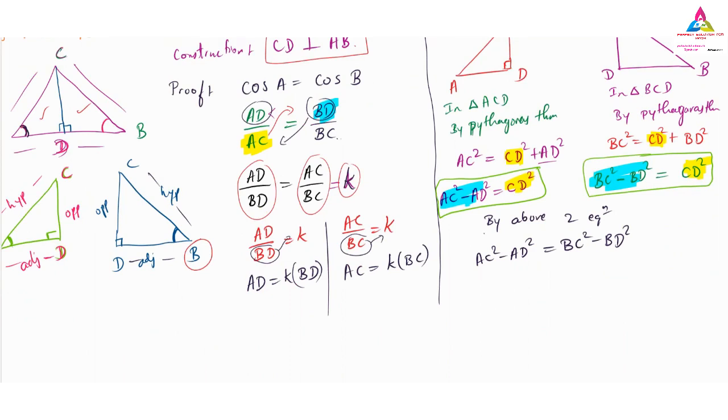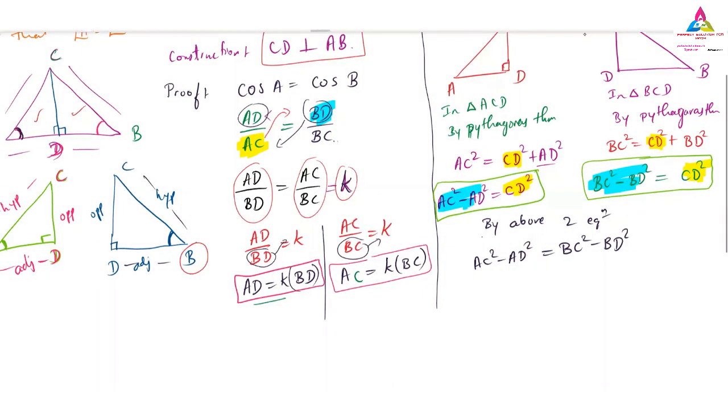And we have already taken the two equations somewhere here. AD is equal to K times BD and AC is equal to K times BC. That we have already taken, and that one we will consider now. Listen here once again. AC square minus AD square is equal to BC square minus BD square, what we have got.